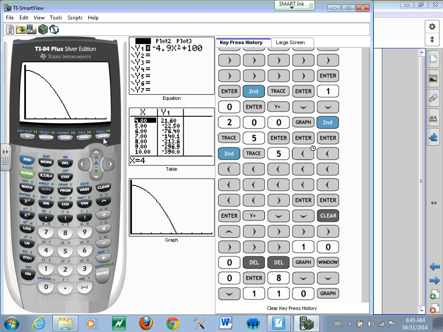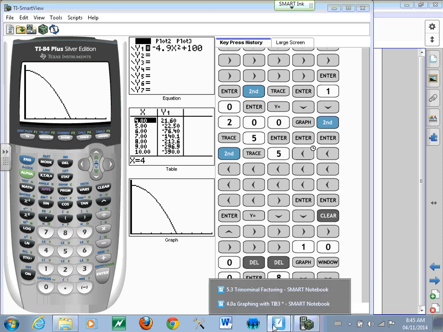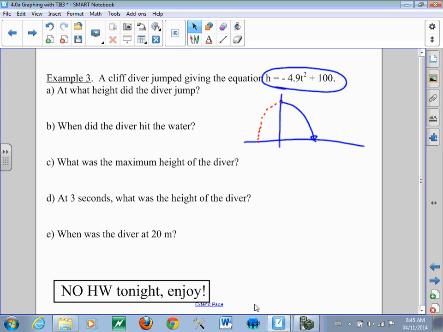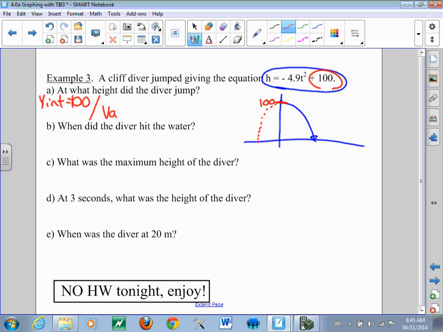Okay, and now it says, at what height did the diver jump? So if I quickly go back, guys, to the equation, that's your y-intercept. You already know that it jumped at 100 meters. Okay, so you can say y-intercept equals 100. Or you can go value and say, hey, the time when he jumped was when x equals 0.